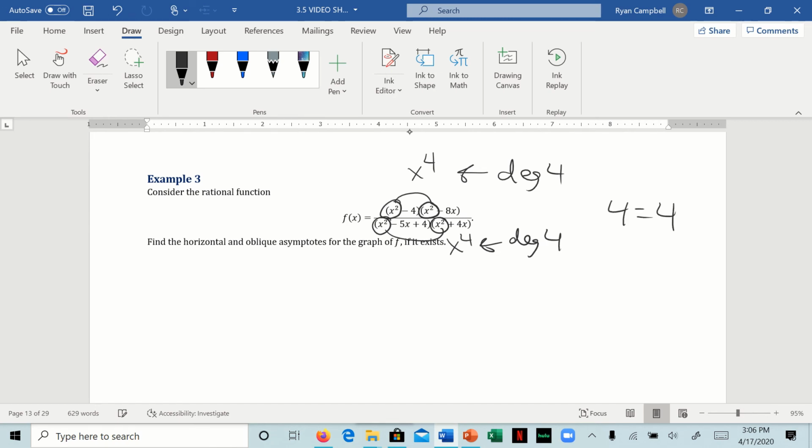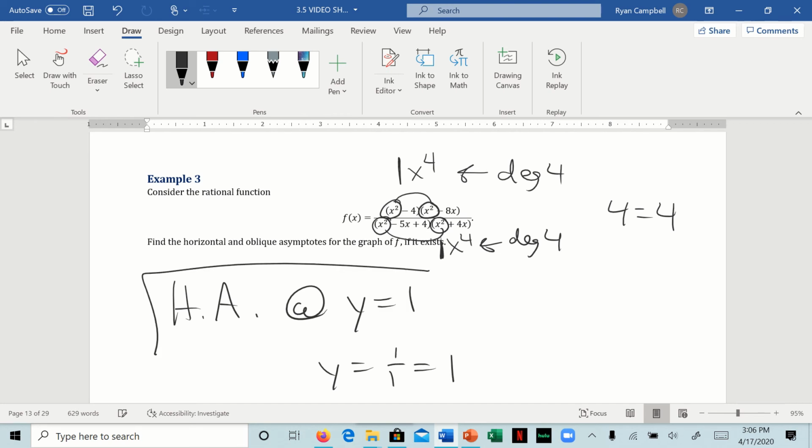So that means that we are going to have a horizontal asymptote at the ratio of the coefficients, right? So 1 is the coefficient of the top, 1 is the coefficient of the bottom. So when we divide that, we get 1. So there is a horizontal asymptote at y equals 1, which means that there is no oblique asymptote.